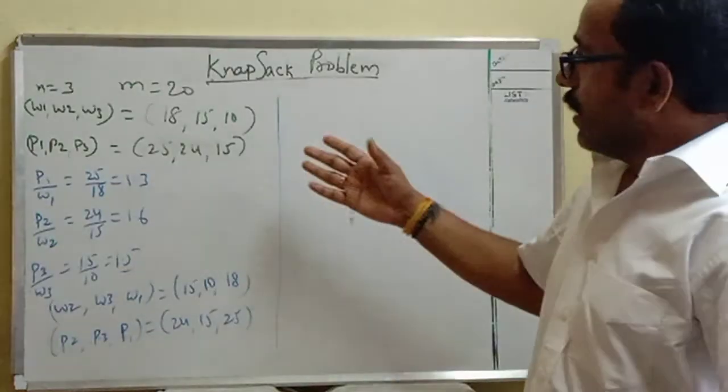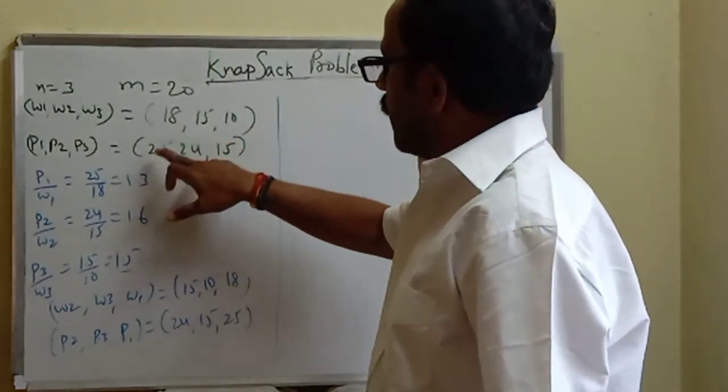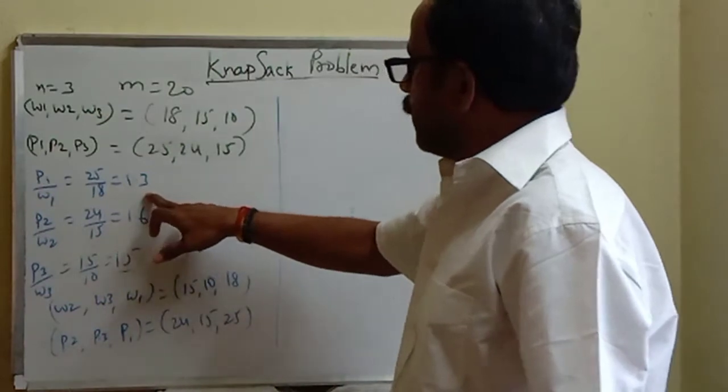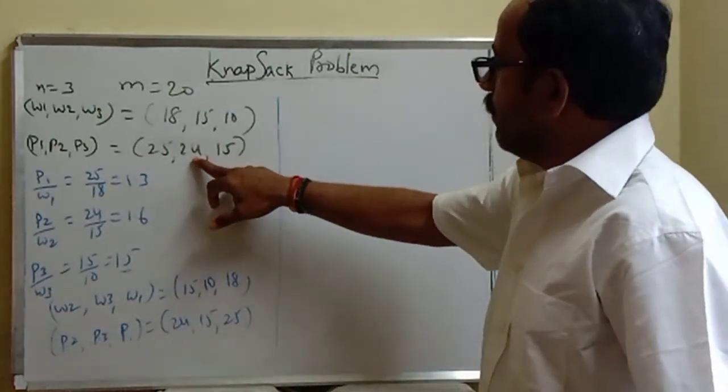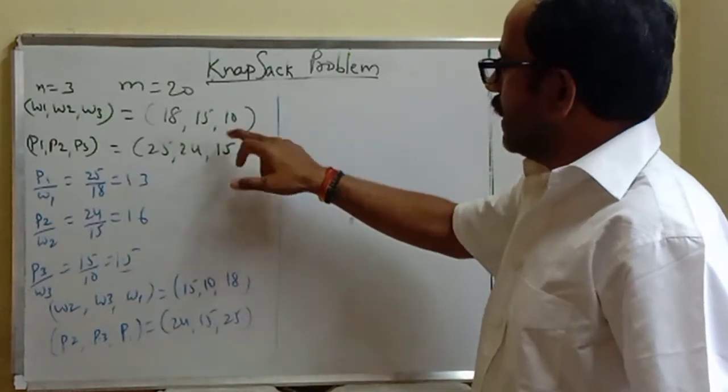Now calculate the profit by weight ratio. First, calculate P1 by W1. P1 by W1 is 25 by 18, that is equal to 1.3. Now calculate P2 by W2, 24 by 15, that is 1.6. Next, P3 by W3, 15 by 10, that is 1.5.